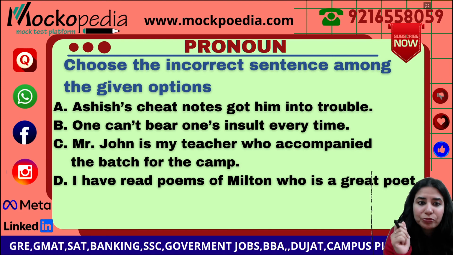Let's see how. Ashish's cheat notes got him into trouble. So you'll see in the sentence, the subject is Ashish's cheat notes, not Ashish. So we can't use him, right? Him you would use for a person, but in the sentence the subject is Ashish's cheat notes.